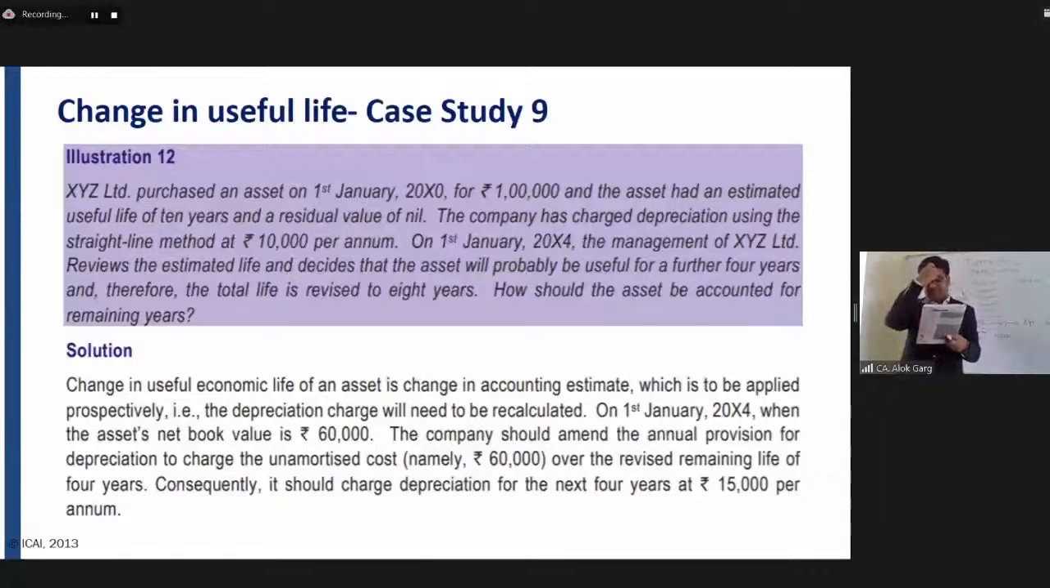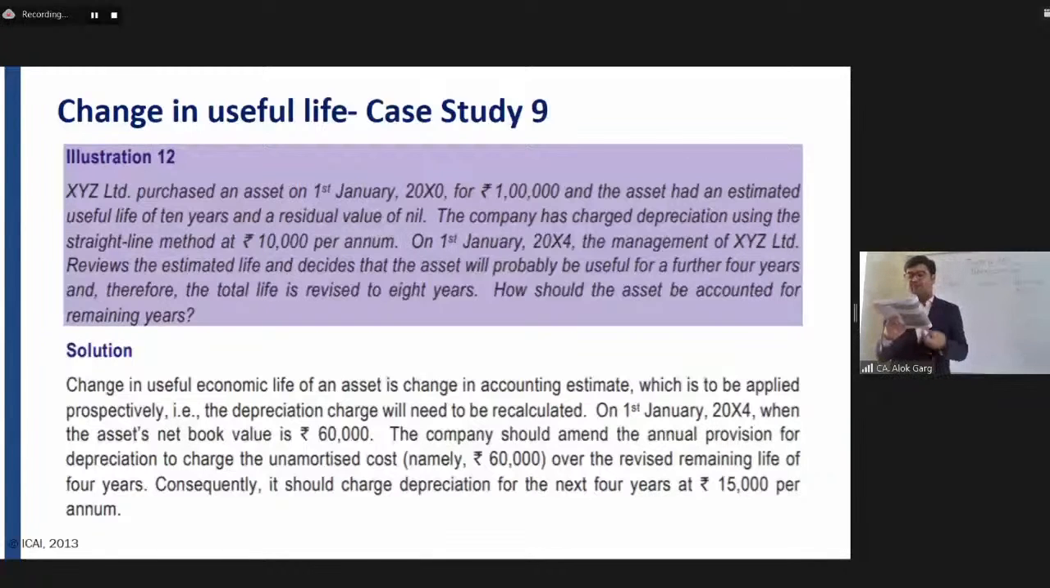So the company has purchased an asset in 2010. The cost of the asset was 1 lakh and the life of the asset was 10 years. Residual value was 0. So these three numbers are given in the question. I'm writing on the board that cost is 1 lakh, life is 10 years, and residual value is equal to 0. The company had charged depreciation using the straight line method at 10,000 per annum. So the company is using SLM. If the life is 10 years and the residual value is 0, cost is 1 lakh, then the depreciation will be 10,000.